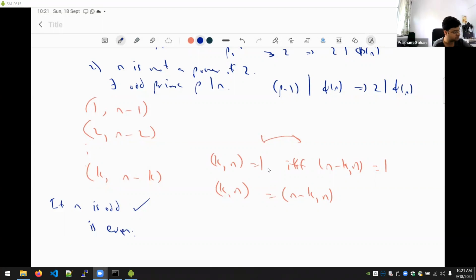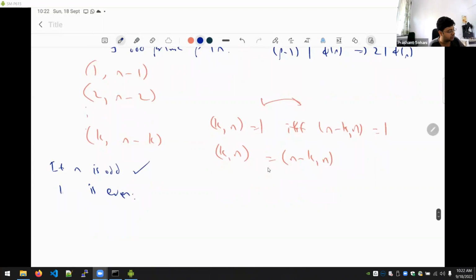Yes, Raghav. Sir, if n is even, then we'll have an odd number of pairs. But then the last pair would have the same two numbers, which means that those numbers would be dividing n. So we never consider those. Yeah, that number anyway will not be co-prime to n.